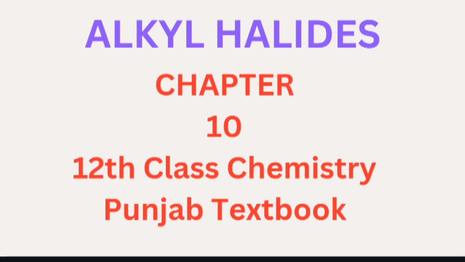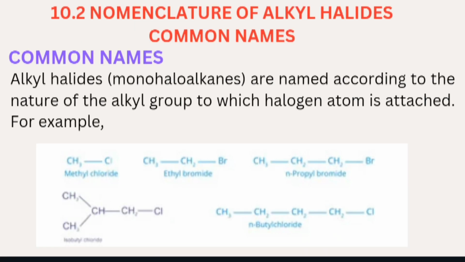So students, today our topic of discussion is nomenclature of alkyl halides. There are two nomenclatures of alkyl halides, the common names and the IUPAC names. In the common names, alkyl halides, which are called monohaloalkanes, are named according to the nature of the alkyl group to which the halogen atom is attached. Let's suppose if the alkyl group is a methyl group, then it is called methyl.